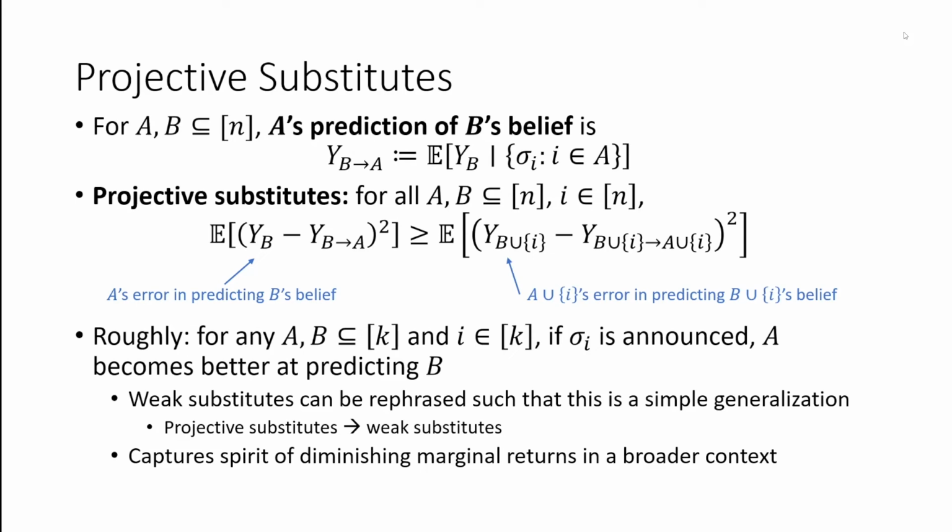And you can think of this notion as capturing the spirit of diminishing marginal returns in a broader context. So specifically, if instead it were the case that A became worse at predicting B as a result of some signal being announced, then there's some sort of complementarity going on between B and the signal of this expert I that was announced. And I want to note that, as you will see from our results, this projective substitutes notion by no means trivializes the aggregation problem. And in fact, there are many examples of information structures that satisfy projective substitutes.